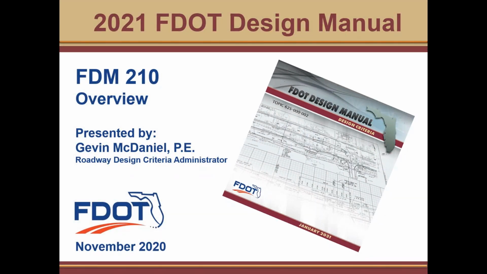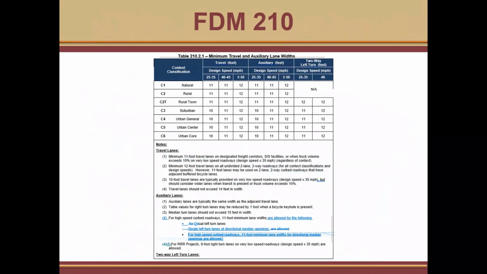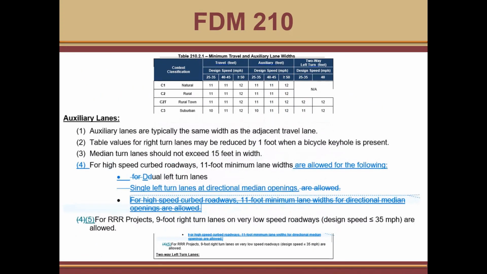This is Gavin McDaniel. I'm going to discuss the changes from the 2020 FDM to the 2021 FDM to Chapter 210. Table 210.2.1 was modified to allow for, on high-speed curved roadways, single left turn lanes at directional median openings, 11-foot minimum lane widths.